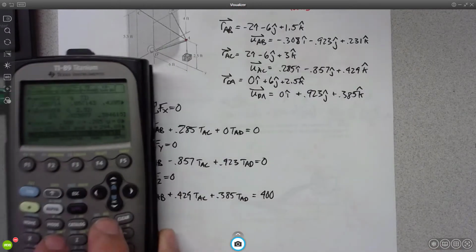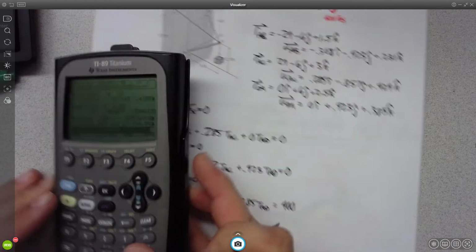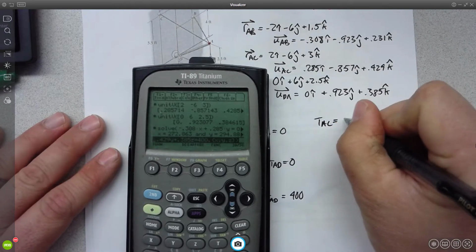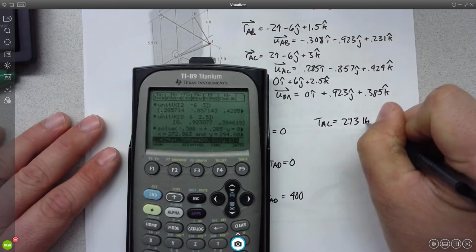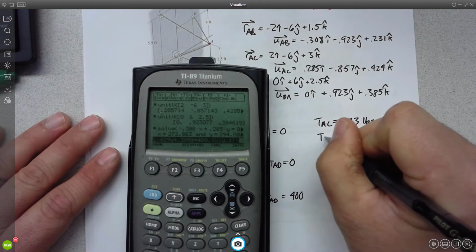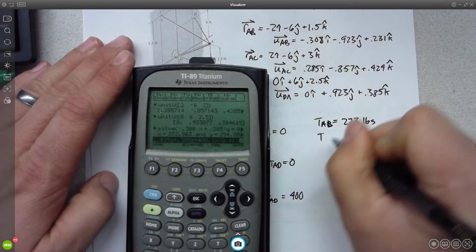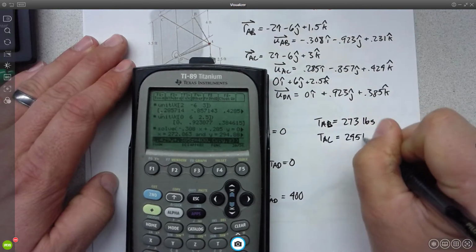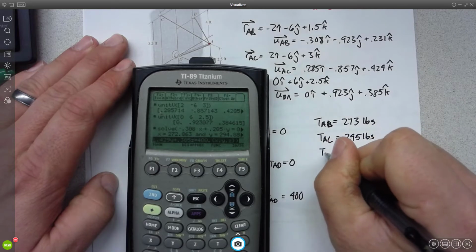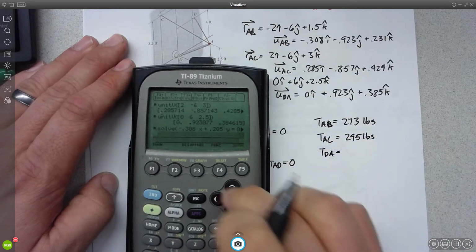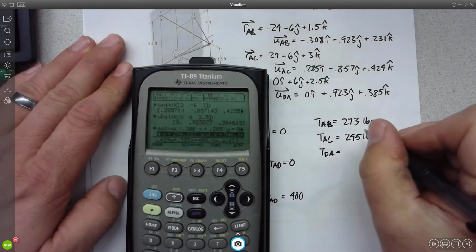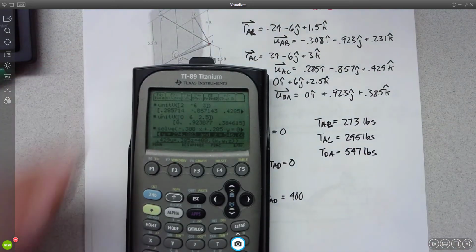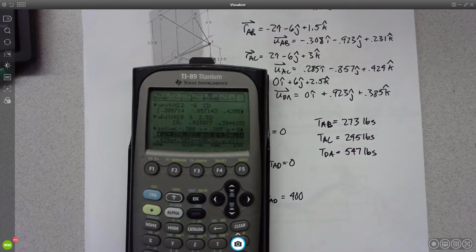Okay? And it looks like from this, we get that TAC is going to be equal to 273 pounds. I'm sorry, that's TAB. TAC is going to be equal to 295 pounds. And TAD is going to be equal to 547 pounds. It's not what you got.